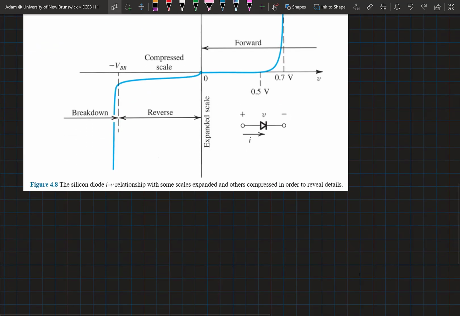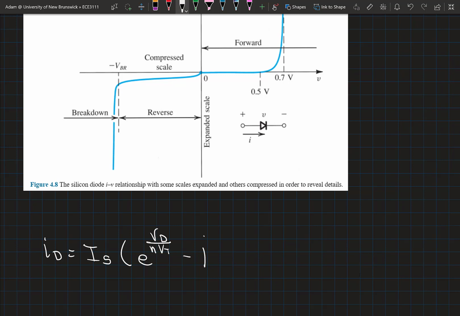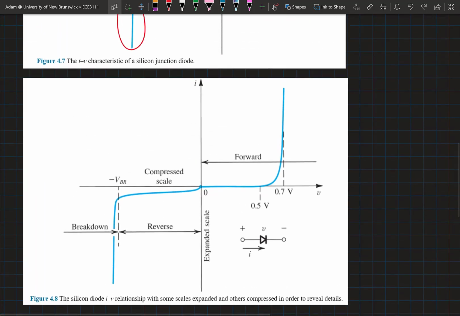We can describe this exponential relationship for a diode through this exponential equation, which shows that the current is the saturation current times e to the VD, where VD is the voltage drop across the diode, divided by the ideality factor times the thermal voltage, minus 1. Okay, so this is essentially the Ohm's law for diodes. Again, if we were to plot this out, we get a relationship that looks like those shown above.